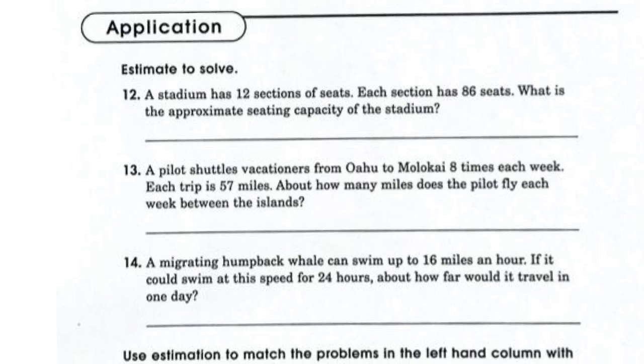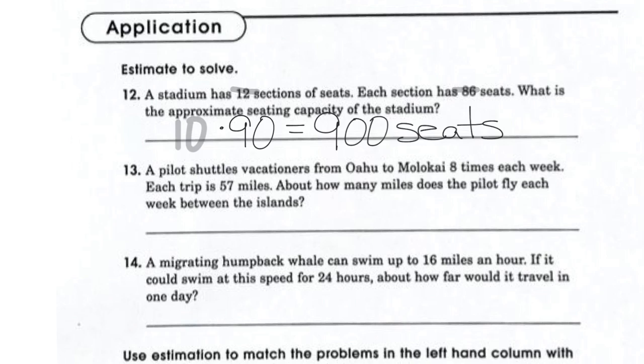When you get down to the application, it says a stadium has 12 sections of seats. Each section has 86 seats. What is the approximate seating capacity? So I'm going to probably round my 12 to 10, and then I'm going to multiply that. Since I rounded down, I'm going to round up and make that 90. So I know that 1 times 9 is 9, and then I have 2 zeros. So it's 900, and I need to make sure I label my answer since it is a word problem.